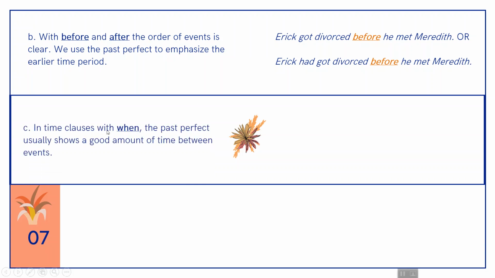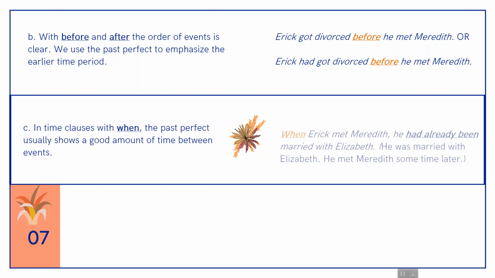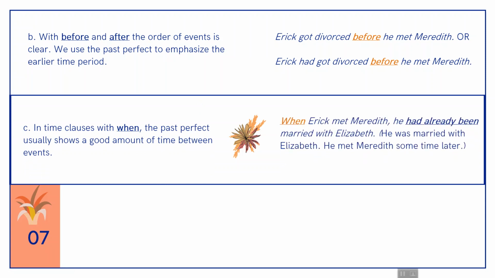Now, in time clauses with the word when, the past perfect usually shows a good amount of time between the events. For example, when Eric met Meredith, he had already been married to Elizabeth. So, what I mean is that he was married to Elizabeth and then he met Meredith sometime later. Okay, we don't know how much time, but we're talking about a good amount of time.